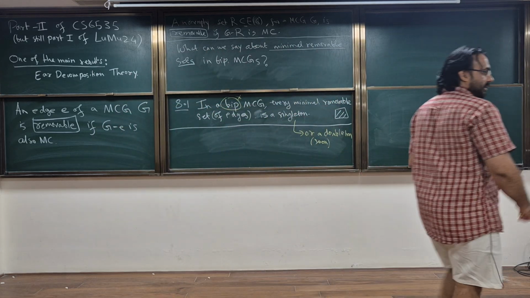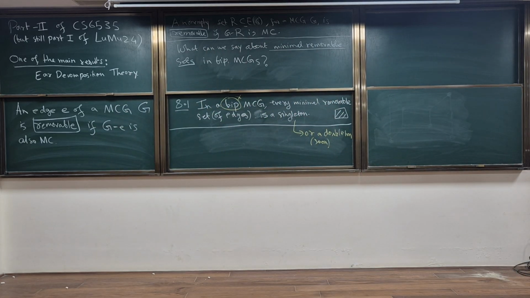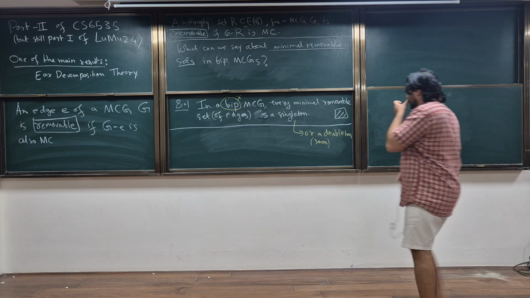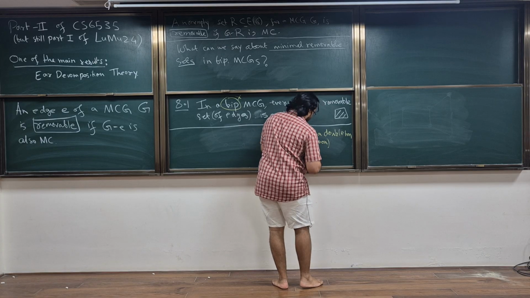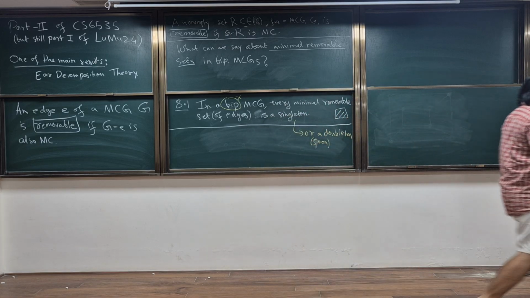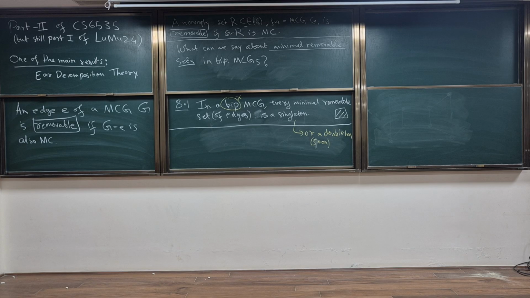Right? So in general, for a matching covered graph, it need not be a singleton. K4 is an example, clearly. But it turns out it's either a singleton or a doubleton. You can't have a larger set that is minimal. Yeah, okay. So this is one of the results that is coming up. And this is basically related to the same ear decomposition phenomenon. Okay?